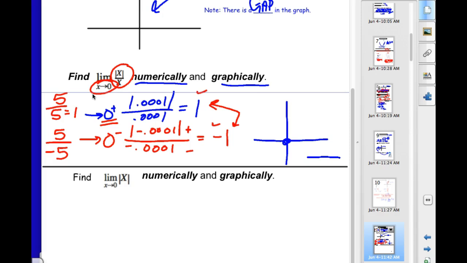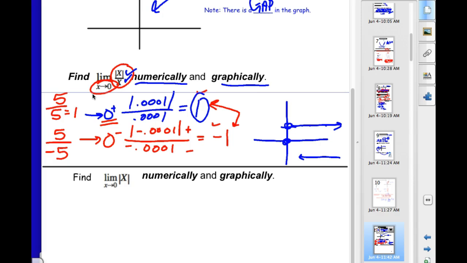It seems that as I'm approaching 0 from both sides, when I approach 0 from the right-hand side on the x-axis, I'm getting 1. The absolute value of 8 over 8 is 1. 10 over 10 is 1. They're all 1, 1, 1, 1. The problem is at 0 because we can't have 0 over 0.